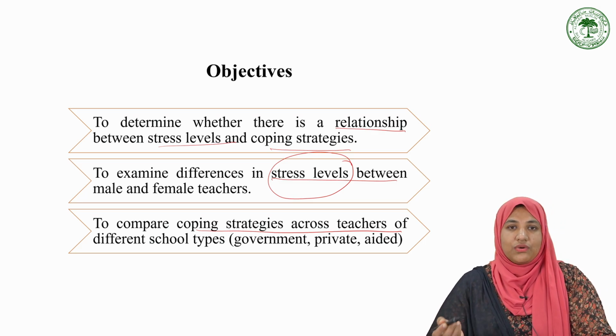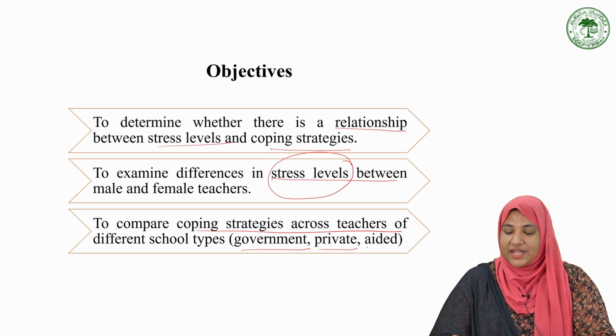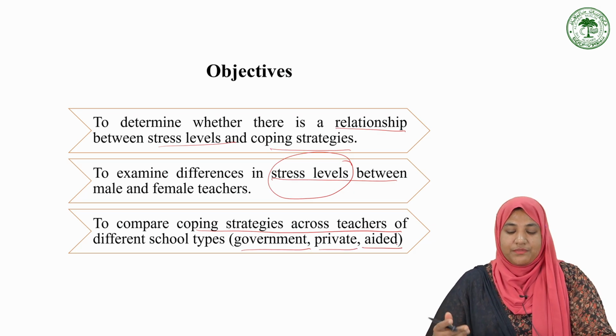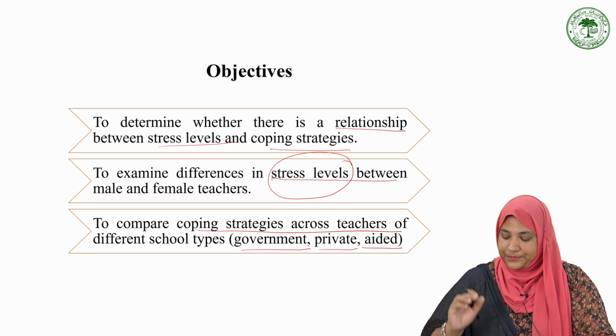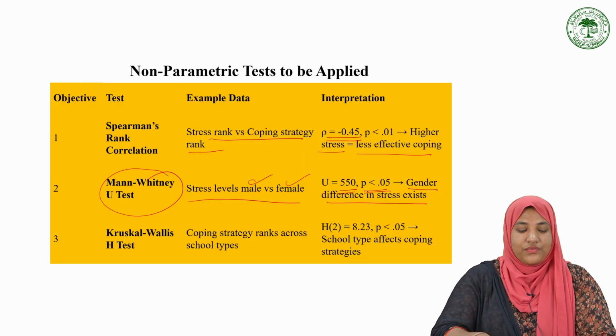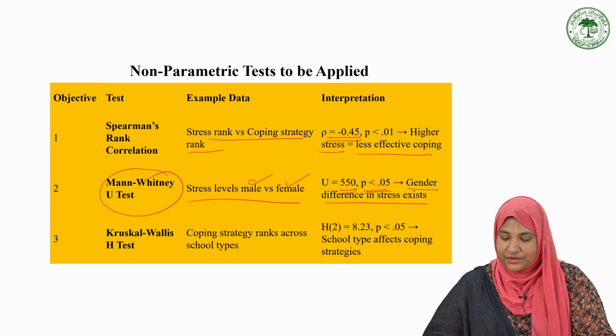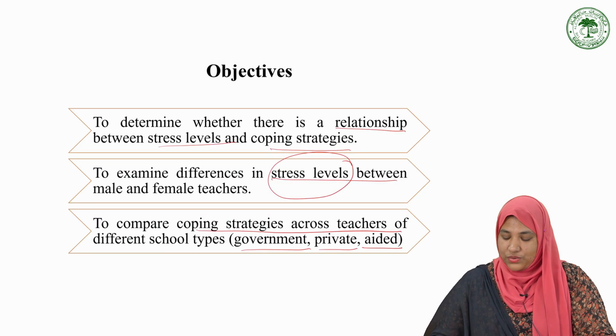We are comparing the coping strategies across the teachers of different school types, that is the government, the private and also the aided. So here we are moving on to the Kruskal-Wallis test, that is the test that we are using over here. That means three groups are there, that is the private, government and also the aided school types.